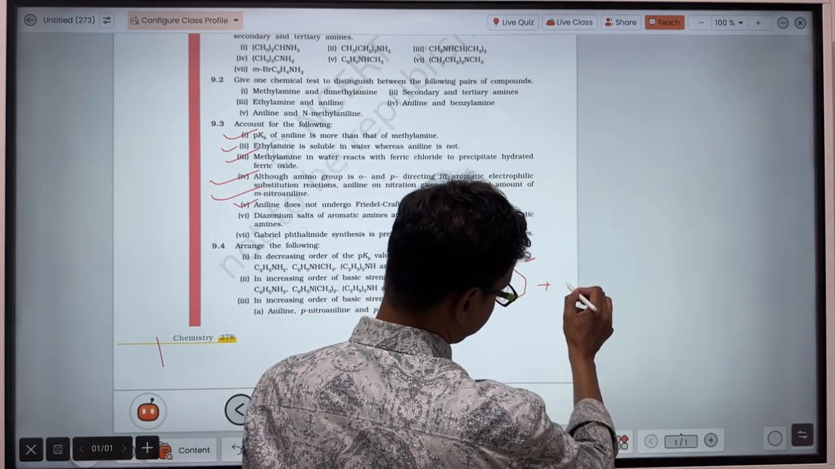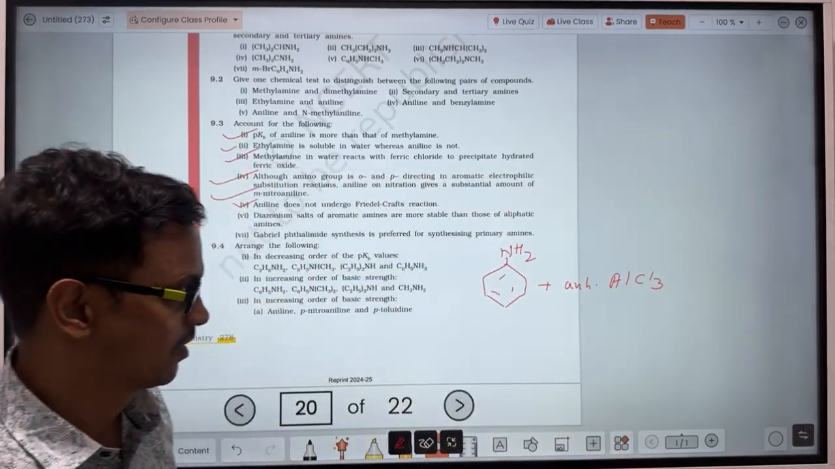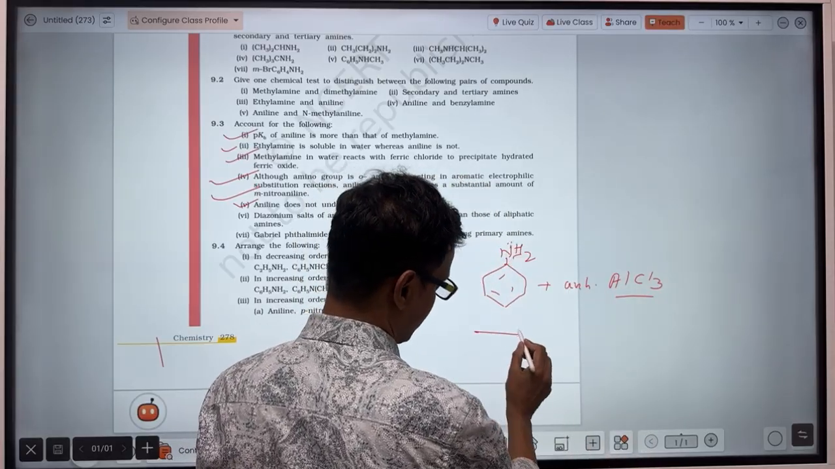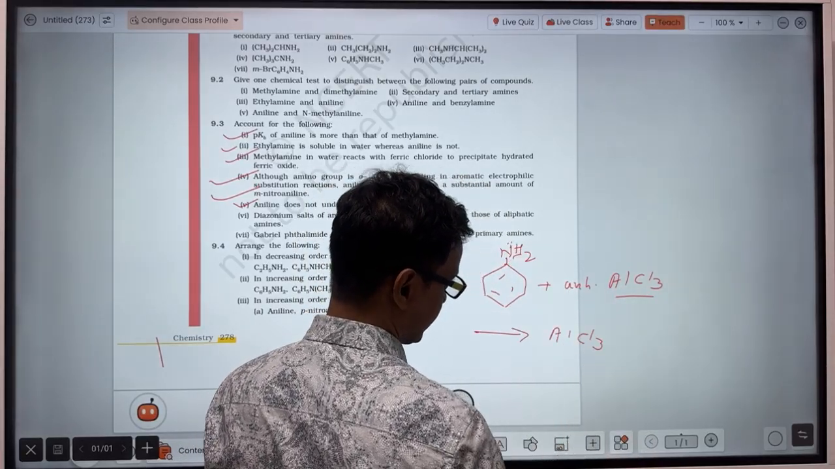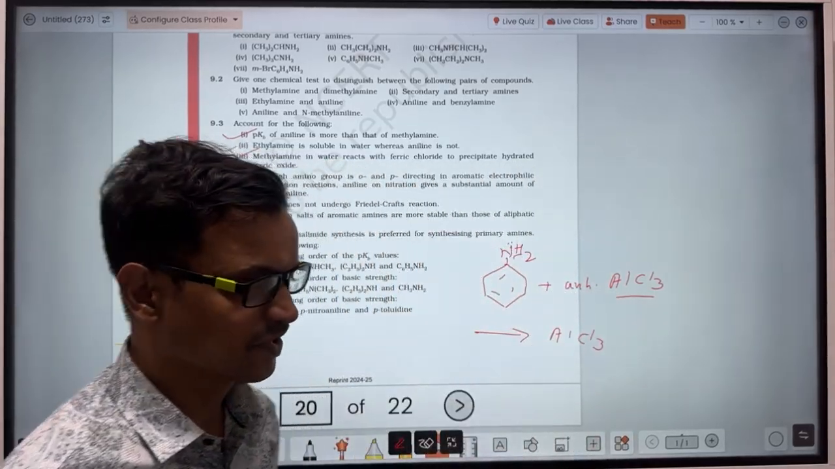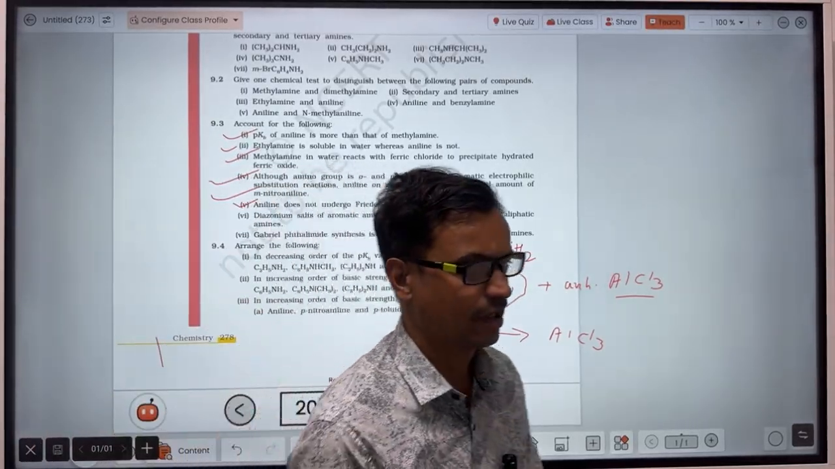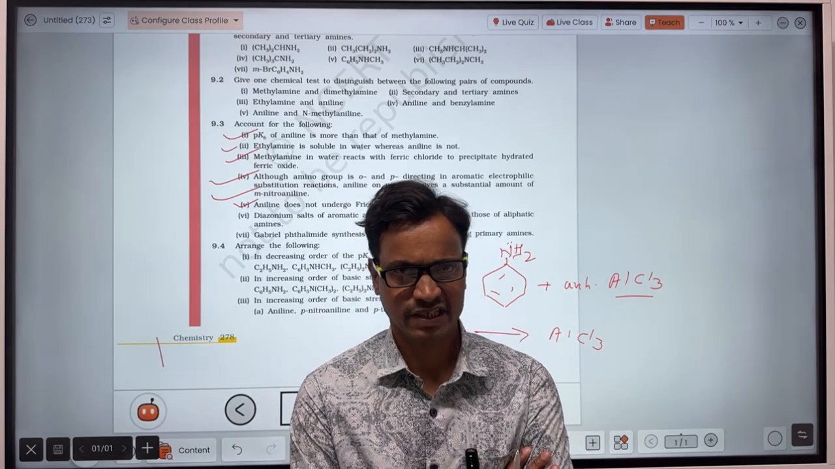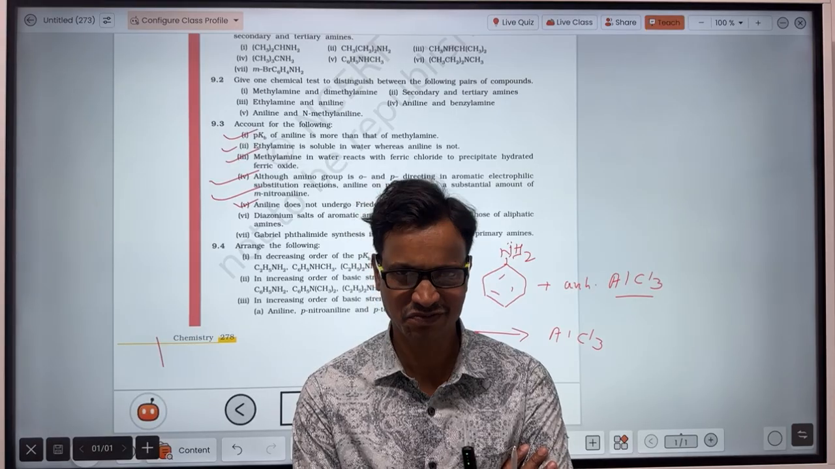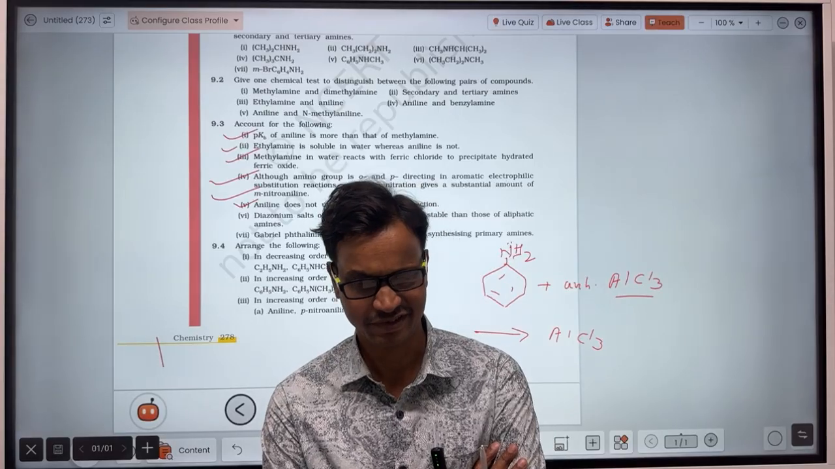In Friedel-Crafts we take anhydrous AlCl3, that is an acid, and aniline is a base. So aniline reacts with the anhydrous AlCl3, the catalyst used during the Friedel-Crafts reaction, and forms a salt. Therefore the electrophile will not be generated.